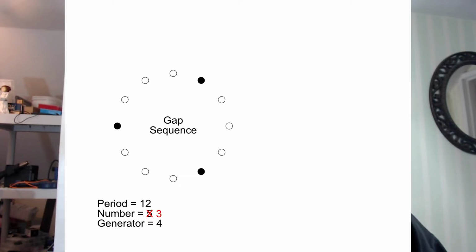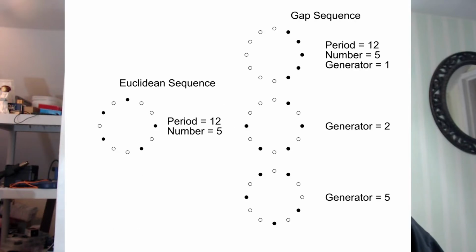Likewise, if you have a generator of 4, that's only going to give you a maximum of 3 triggers, because 12 divided by 4 is 3. Generator 5, we already talked about. Generator 6, you only get 2 triggers. You get 1 o'clock and 7 o'clock, and then back at 1 o'clock again. So if you want 5 triggers with a period of 12, the generators you can use are 1, 2, and 5.